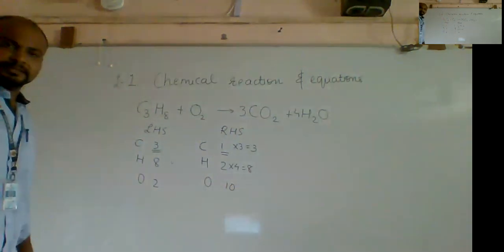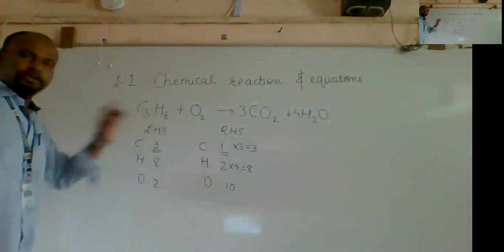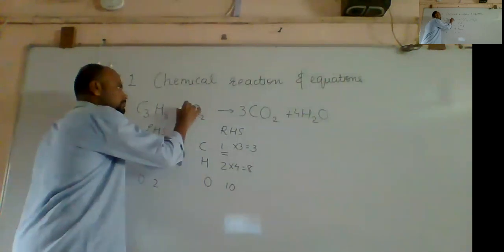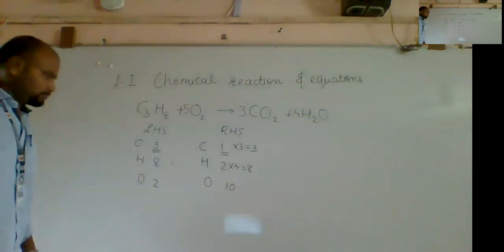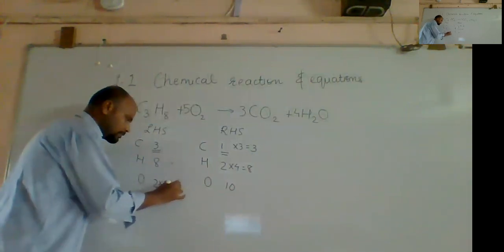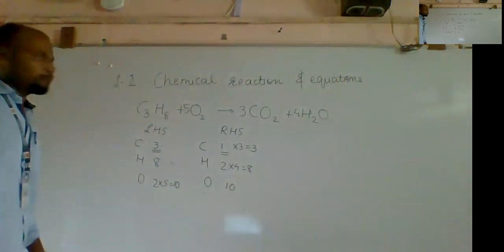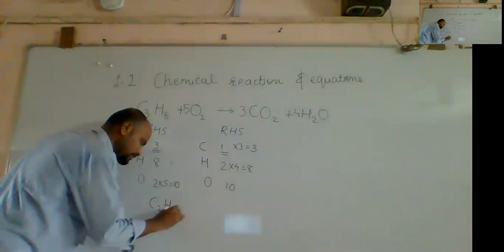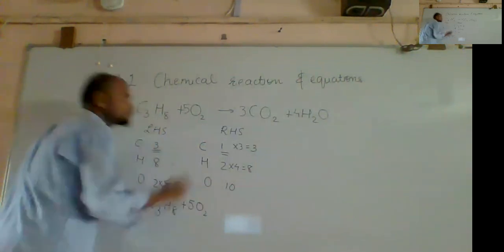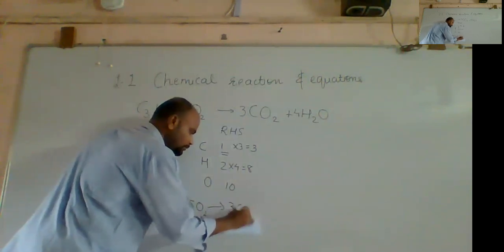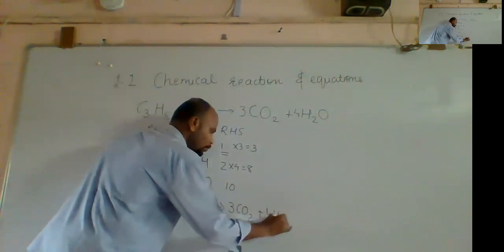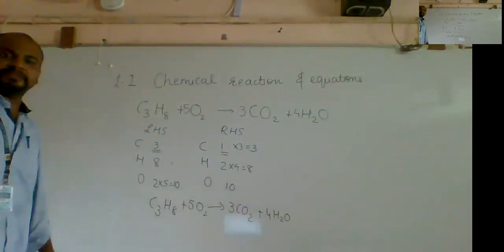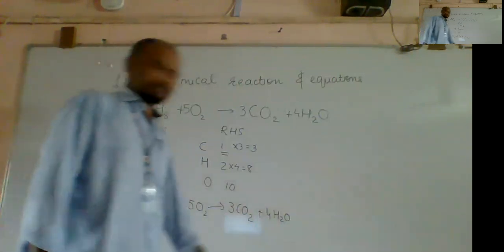Now, in order to balance the number of atoms of oxygen on the reactant side, we will multiply the oxygen molecule with 5. So 5 twos are 10. So the complete balanced equation of propane when it reacts with oxygen is C3H8 plus 5O2 gives 3CO2 plus 4H2O. This is the complete balanced equation of propane reacting with oxygen. Now taking on second activity.